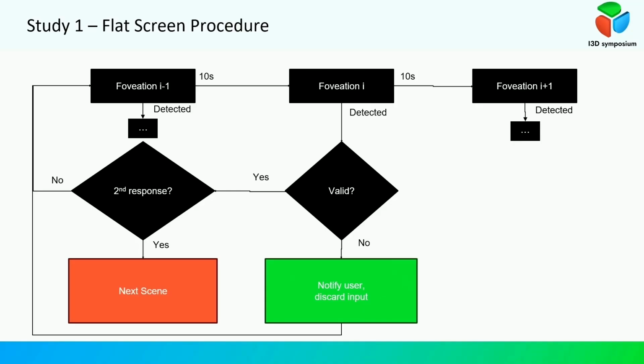If they go again and detect foveation happening again at the exact same stage, it gets treated as a double confirmation, and the user goes on to the next scene. If, however, the input is invalid, say at the very first stage, it is invalid because there's no foveation happening in that place, then they get notified of this and they go back 10 seconds again to try again.